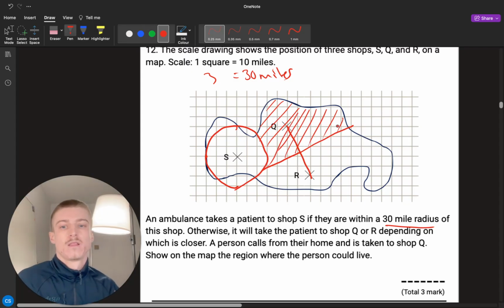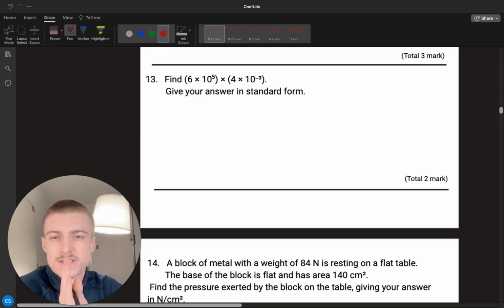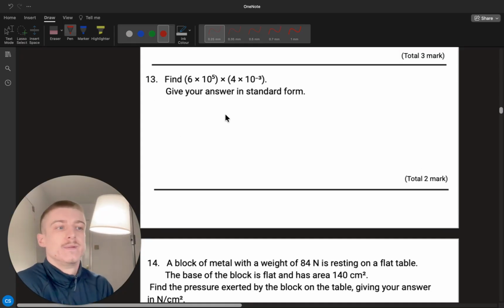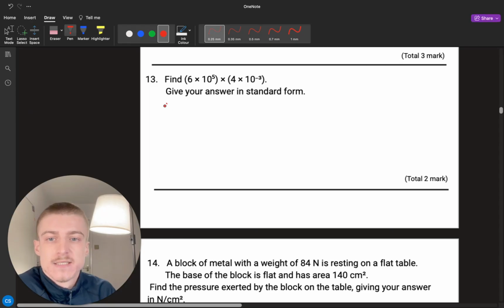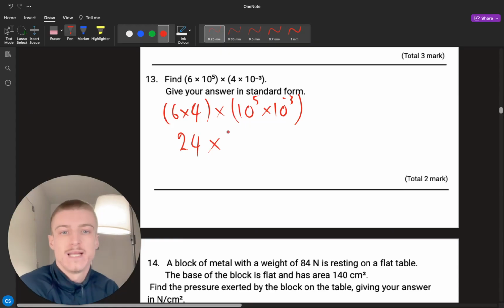Lovely. Cool. Question 13. Find 6 times 10 to the 5 times 4 times 10 to the minus 3 and give your answer in standard form. So what we can do is just do the 6 times 4 and then multiply that by 10 to the 5 times 10 to the minus 3. 6 times 4 is 24, and we're going to times that by. So these numbers have the same base 10, and when we're multiplying two numbers of the same base, we add the powers.